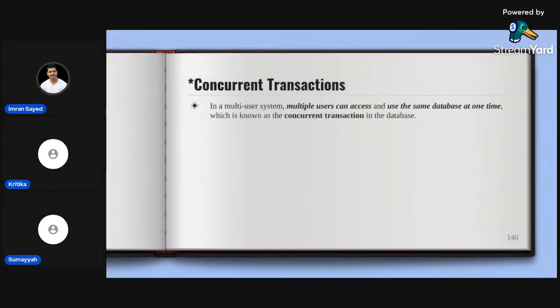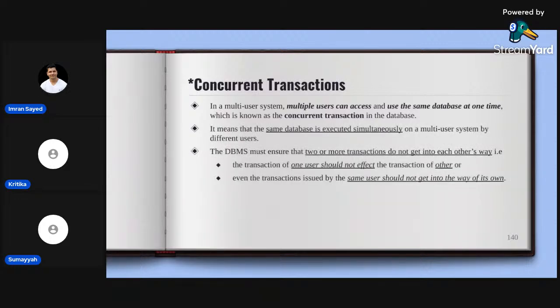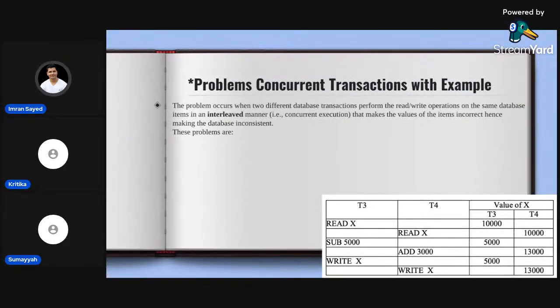Now, concurrent transactions are like in a multi-user system, multiple users can access the database at the same time. That is called concurrent transaction. Then what are the problems? A problem occurs when two transactions are working on the same data and they're trying to update that in an interleaved manner. Okay, so that's when the problem occurs. So what are the problems that occur?